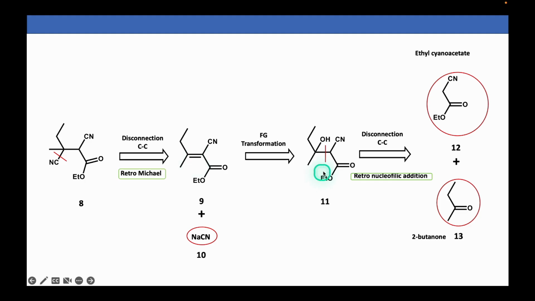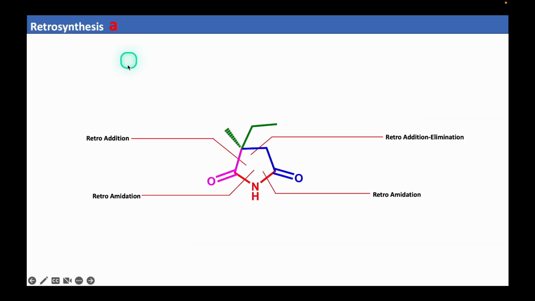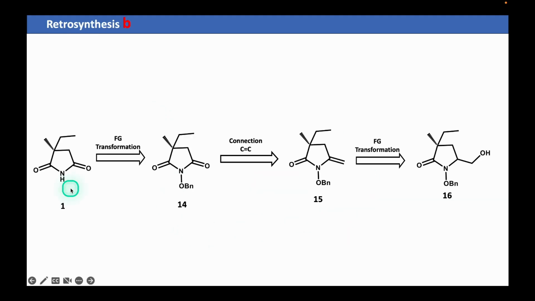The carbon attached to the cyano and ester groups can function as a nucleophile. This structural feature suggests a carbon-carbon disconnection based on an addition to a carbonyl of the ethyl cyanoacetate anion. With this disconnection, ethyl cyanoacetate and 2-butanone are produced as raw materials. In summary, here are shown the disconnections and the reactions on which they are based.